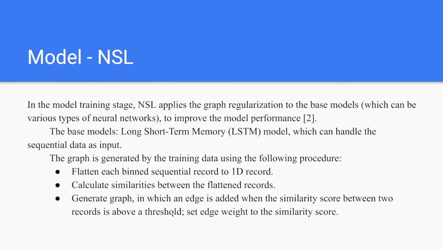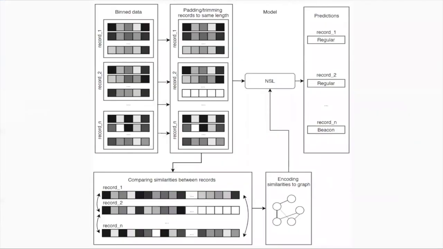The graph is generated from the training data using the following procedure. First, we flatten each bin's sequential record into a 1D array. Then we calculate the similarities between the flattened records. And finally, to generate a graph, an edge is added when the similarity score between two records is above a threshold, and we then set the edge weight to the similarity score. And here is the pipeline for our NSL model. The highlight of this model is the graph generation procedure, and we include a graph in the training stage, which is used to calculate the graph regularization.